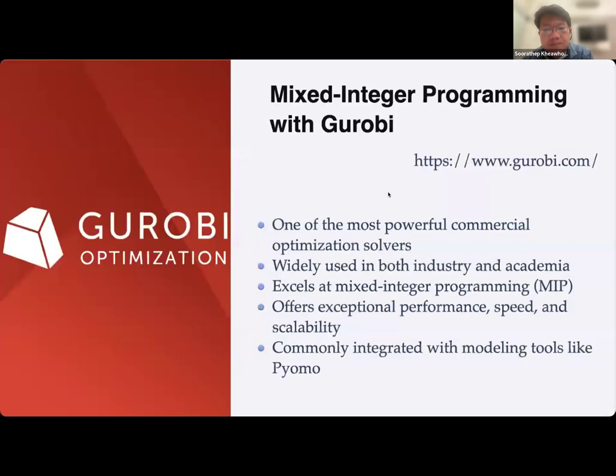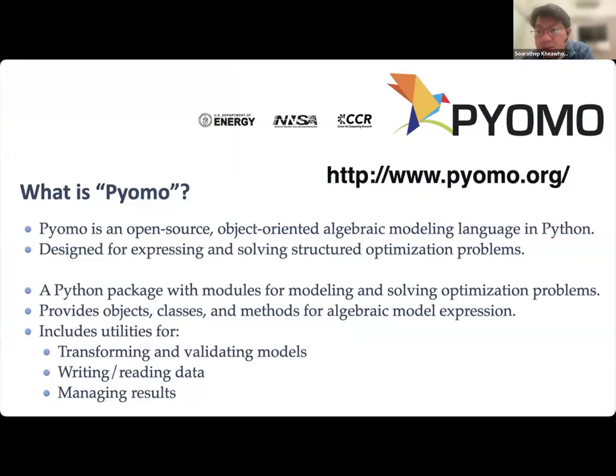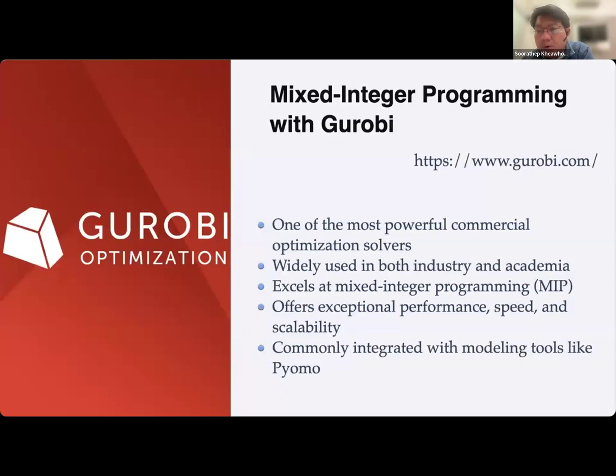The next thing I will use in this class is Gurobi optimization. Gurobi is a solver itself. It's not a modeling language. Pyomo is only a modeling language, but it's used in Python. Gurobi is a solver.